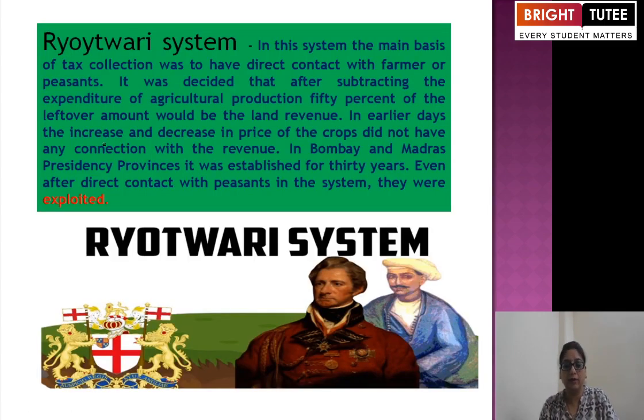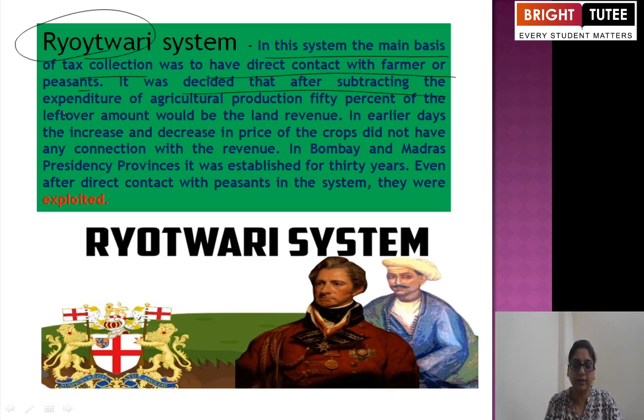Now the next is your Ryotwari system. In this system, the main basis of tax collection was to have direct contact with the farmer. Earlier they had zamindars, right? And here they had direct contact with the farmer or the peasants. It was decided that after subtracting the expenditure of agricultural production, 50% of the leftover amount would be land revenue. It was a huge amount to pay as a tax.